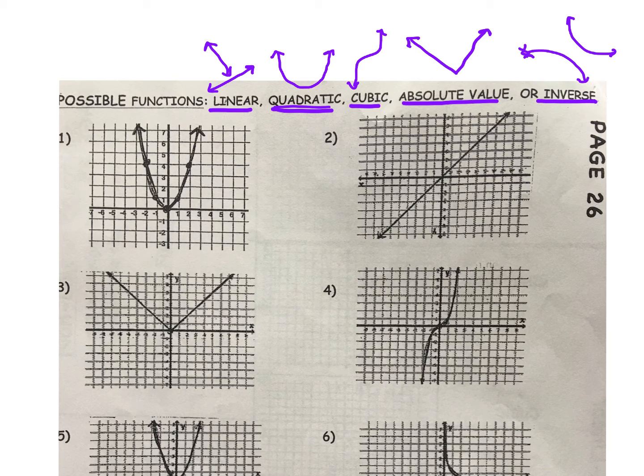So, take a look at each of the graphs that you've been given and write down which type of function you have. For example, number 1, we can clearly see that this is a parabola. So, this is a quadratic function. Write it down right now.